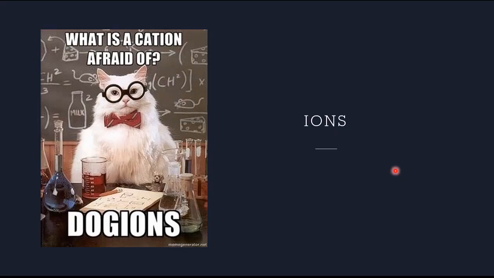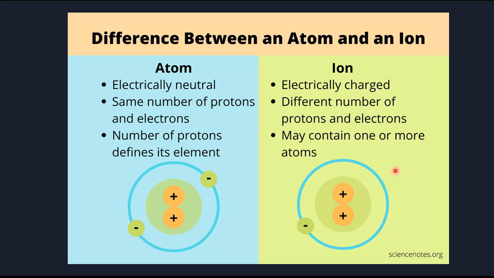So let's talk about ions. First, what is the difference between an atom and an ion? We already know this, but let's review. Atoms are electrically neutral, which means we have the same number of protons and electrons. And the number of protons, remember, defines its element. So remember, the atomic number is the same as our number of protons. If we are electrically neutral, then the number of electrons will also be the same as the atomic number.